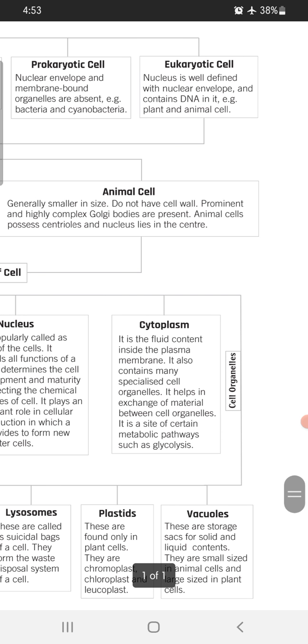Now, the next is cytoplasm. Cytoplasm is a jelly-like fluid which is present inside the cell. Now, what is the function of this jelly-like fluid?